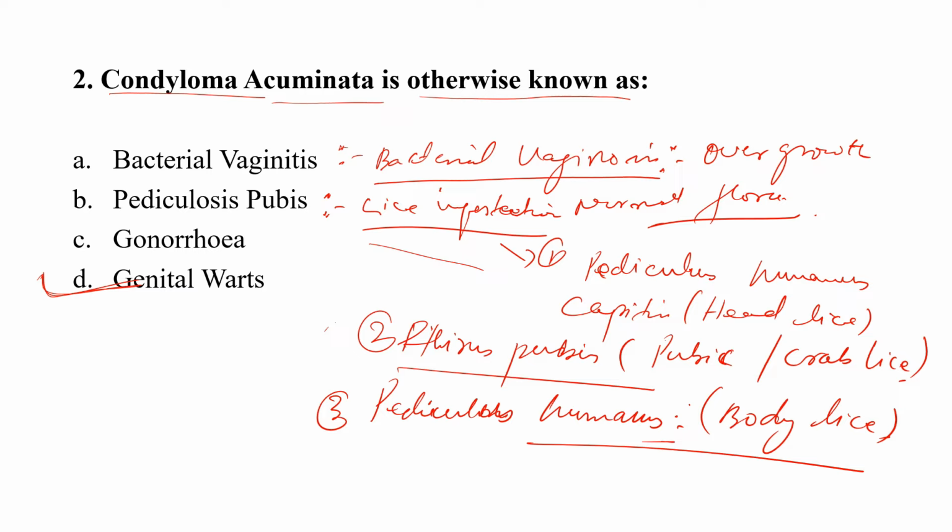One is which we usually see in the hair, in the head. The second one is pubic, which is called Phthirus pubis. First one is pediculus humanus capitis. Second one is Phthirus pubis, which infests the pubic area. And the third one is pediculus humanus, the body lice. And the option D is genital warts, which is condyloma acuminata.